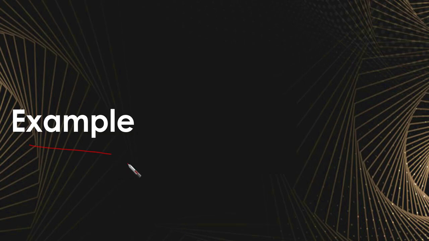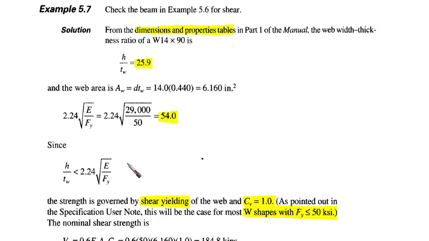Let's go and have the example regarding shear. We're going to find it in the textbook, example 5.7. Check the beam example. In example 5.6 we already have, maybe we have taken this before. The first thing is, it was an I section, a wide flange W14, and its weight is 90 kips per foot. So we are having this cross section.